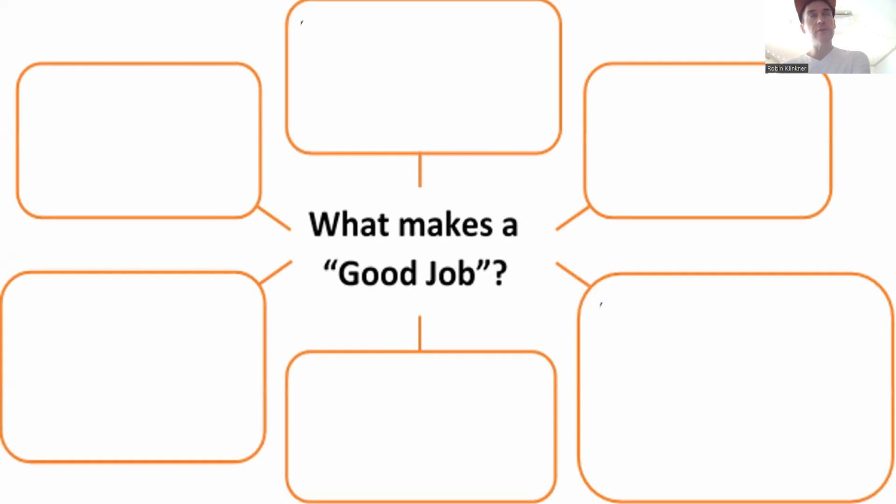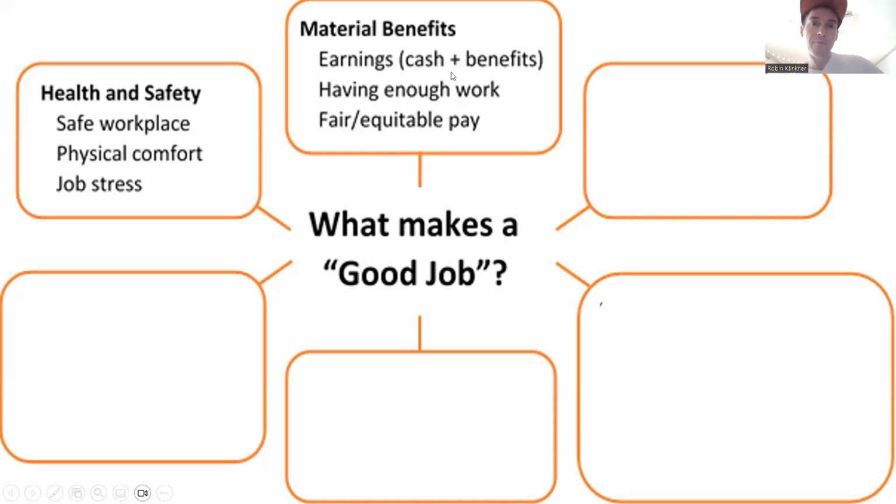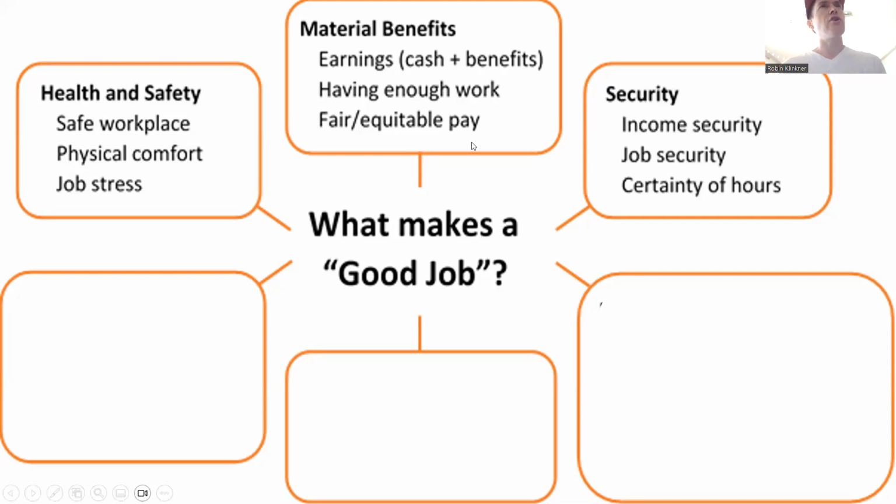So how can you think about a question that you would like to create for the survey? Well, here's a question to consider. What makes a good job? Here are areas for you to consider when thinking about the question to create. First, health and safety: safe workplace, physical comfort, job stress. Material benefits: salary, equal pay, other benefits such as healthcare, gym membership. Security, job security: are you at risk of being fired? Are you guaranteed a certain number of hours? Are you happy with that?